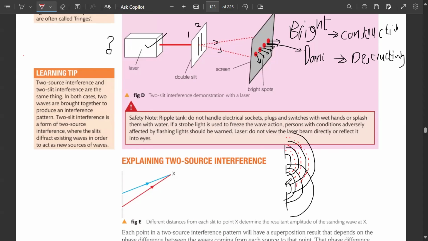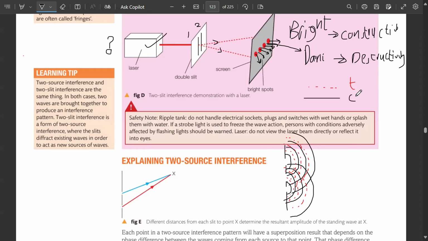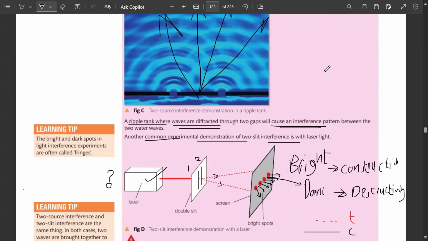ठीक है? So ये इसका भी trough डाउनलोड कर लेते हैं, मेक कर लेते हैं. So you can see the red dots show what? The troughs. ठीक है? And the black line shows the crests of both the waves. Now where the two crests are meeting, because what is constructive interference?